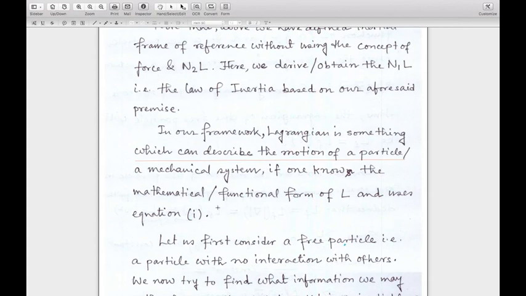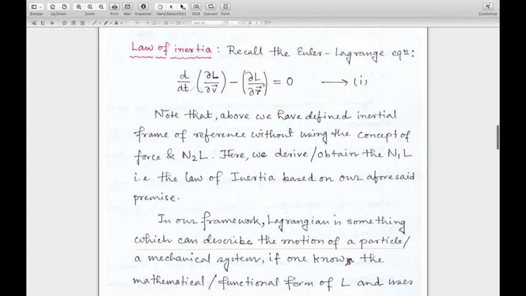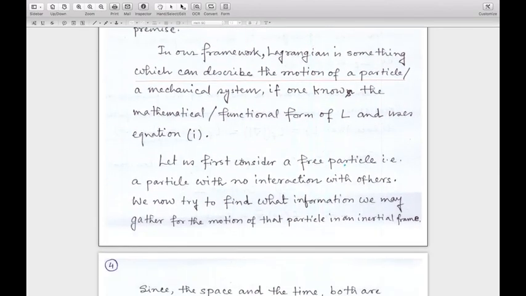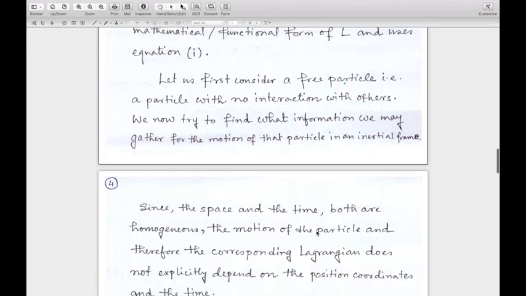If one somehow knows the mathematical functional form of the Lagrangian and uses this equation, only then can you find q as a function of t and q dot as a function of t, and finally you can specify the state of a mechanical system. So let us first consider a free particle, that is, a particle with no interaction with others. That means in its own universe it is the only entity. We now try to find what information we may gather for the motion of that particle in an inertial frame.